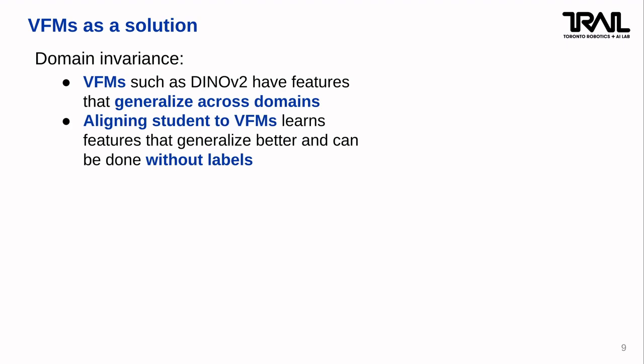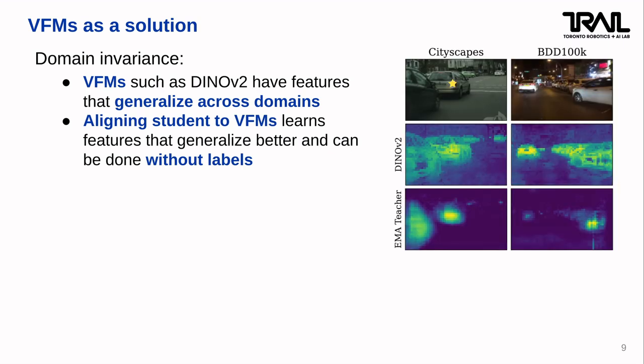To solve both of these issues, we propose to leverage vision foundational models. For domain invariance, we find that models such as DINOv2 have features that generalize well across domains. We propose to align the student model's features with those of the DINO encoder, learning features that should transfer better to the target domain.